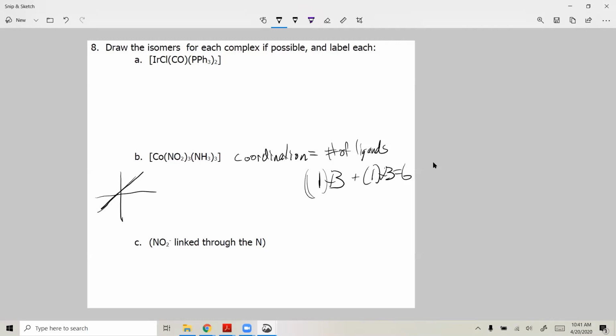And so in the middle, we would have our cobalt, and then around it, we would have our NO2s and our NH3s. So go ahead and spread out your NO2s and your NH3s. I want you to think of how many unique arrangements you can come up with for your NO2s and your NH3s.